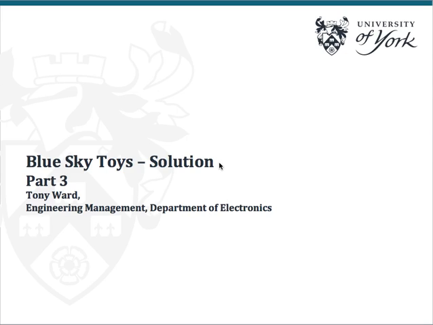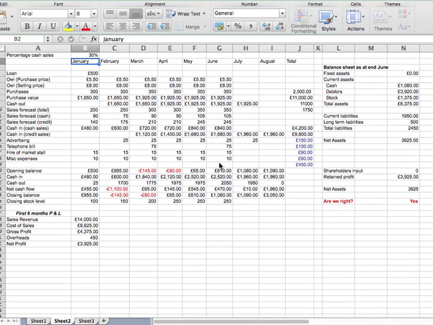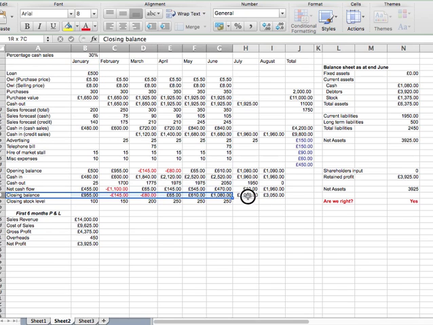Hello, in this third part of the Blue Sky Toys case study video, I want to talk you through the effect that transactions have on the three financial documents. So just to remind you what we've got: the cash flow document here with the closing balance line across here, and noting the two negatives.